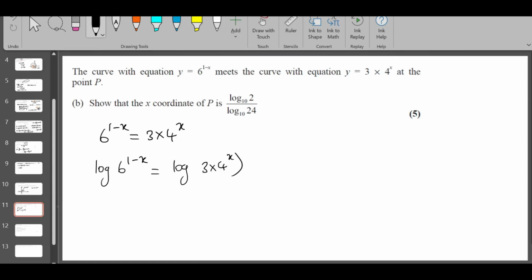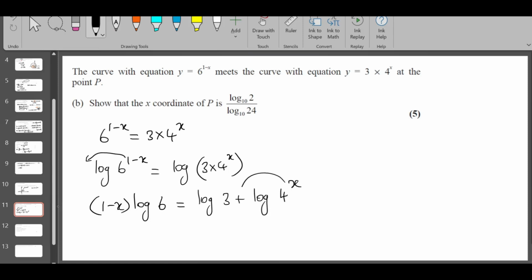I did not write the base for the logarithm because the default base is 10, right? We need base 10. You can put this power in front. 1 minus x times log 6 is equal to, here log of a times b is log a plus log b, but you can put the x in front, so you can write it as x log 4. Hope you understand this step.